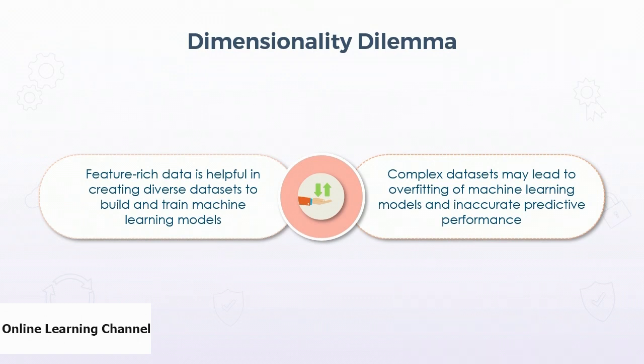Therefore, there exists a dimensionality dilemma, where we need to find the right balance in the number of features used for the problem at hand. Thus, it is essential that we have an optimal number of dimensions used in the training data, as model accuracy improves by eliminating irrelevant and misleading data.